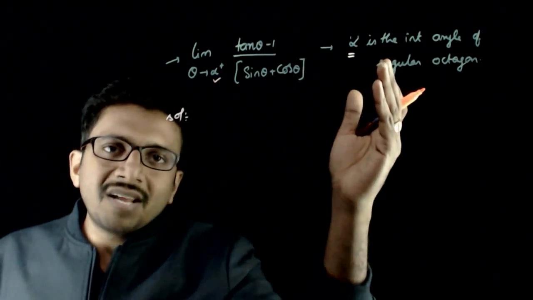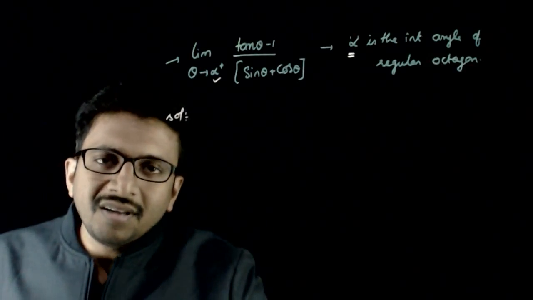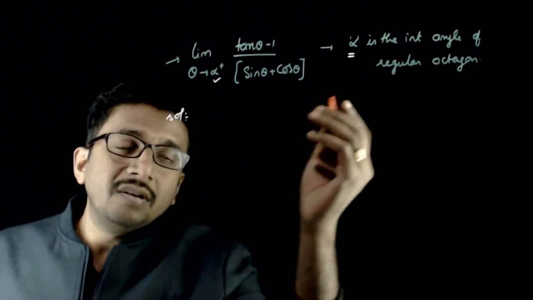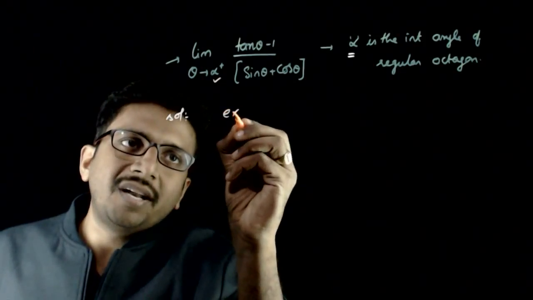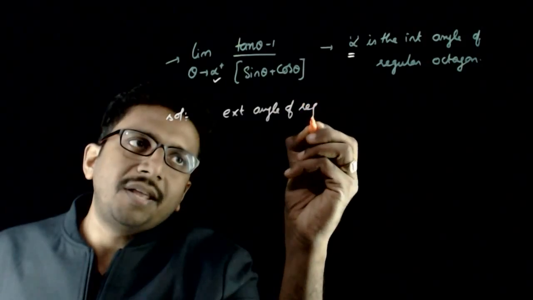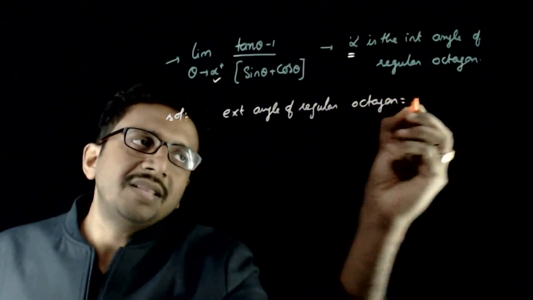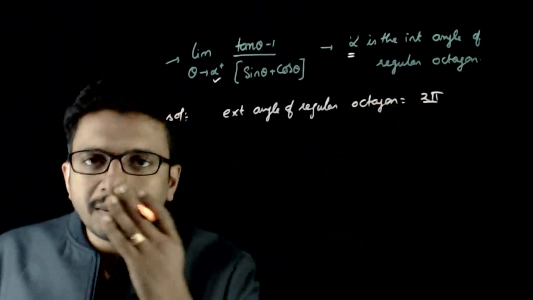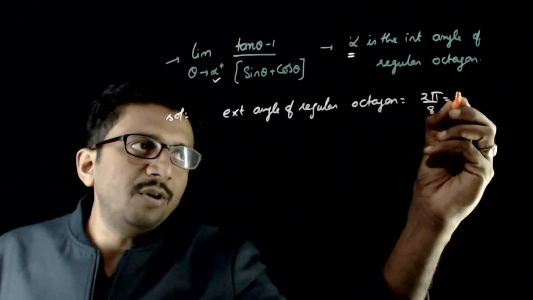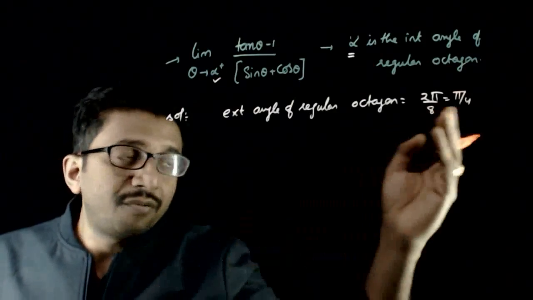That alpha is given as the interior angle of a regular octagon. So you can easily find the interior angle of a regular octagon. How do we do this? What is the exterior angle of a regular octagon? The exterior angle of a regular octagon is nothing but 2 pi by the number of sides, which is 8, that is equal to pi by 4, that is 45 degrees.